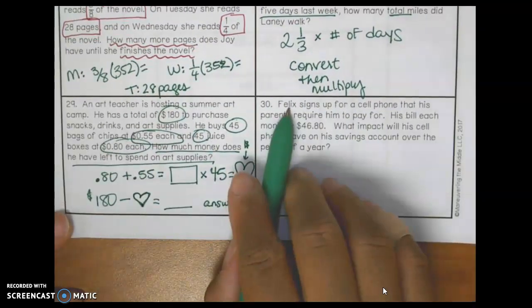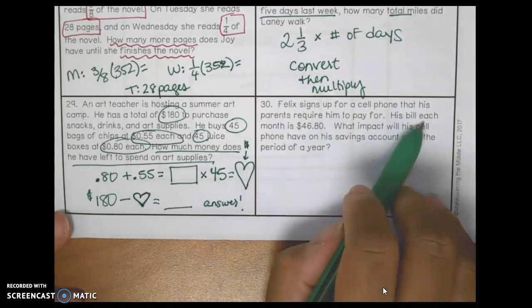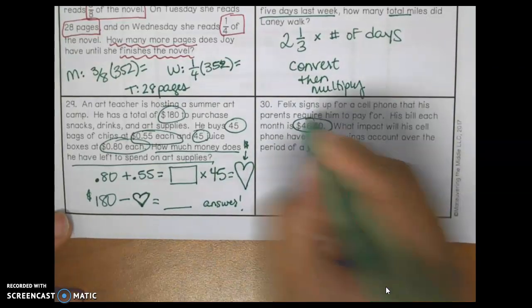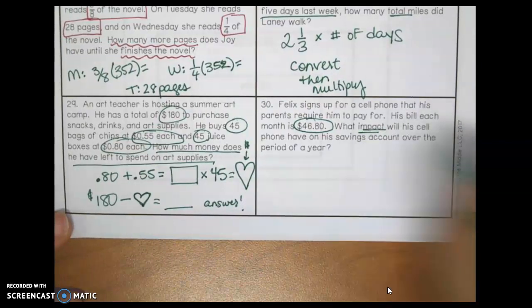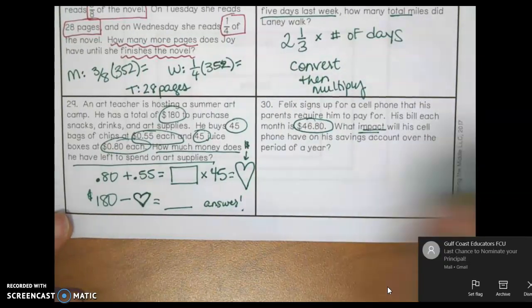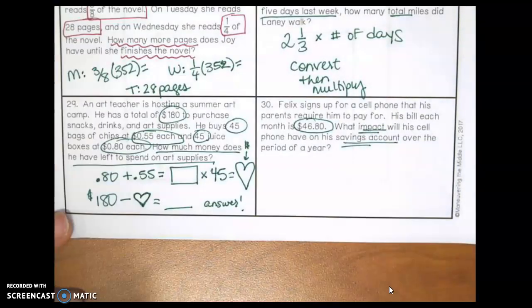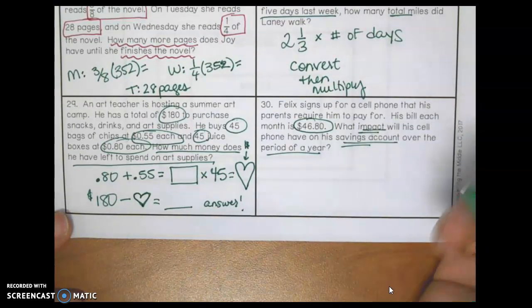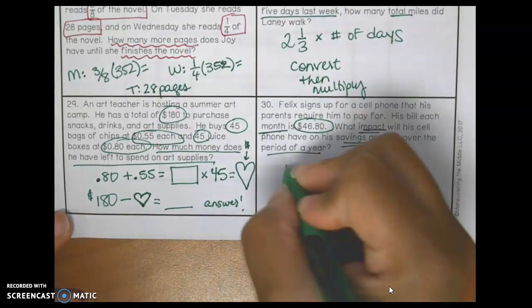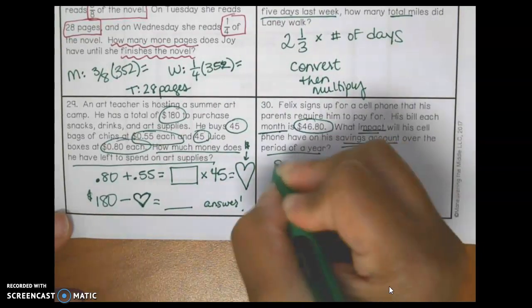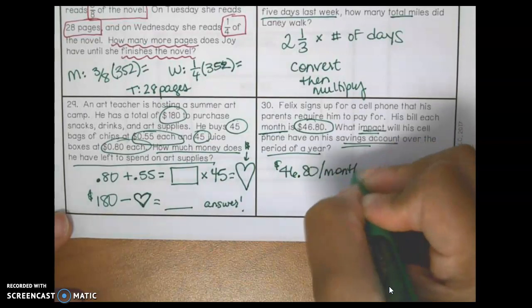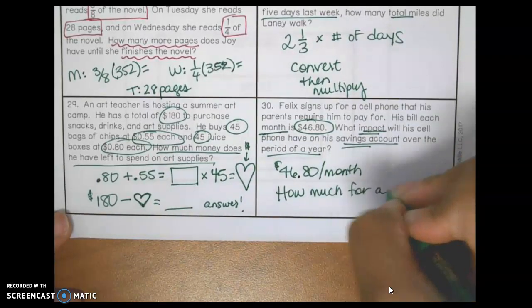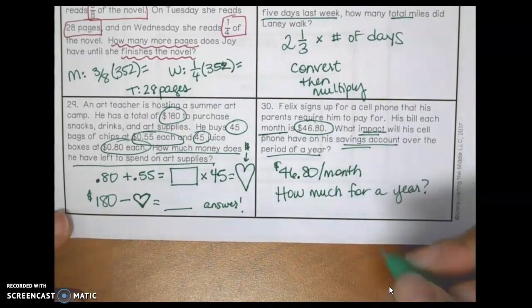Now, lastly, for real. Felix signs up for a cell phone that his parents require him to pay for. His bill each month is $46.80. What impact, that means how will it change his savings account over the period of a year? Well, what is he paying? He's paying $46.80 per month. How much will this be for a year? And how will it affect his bank account?